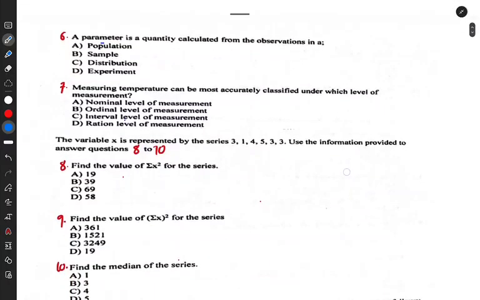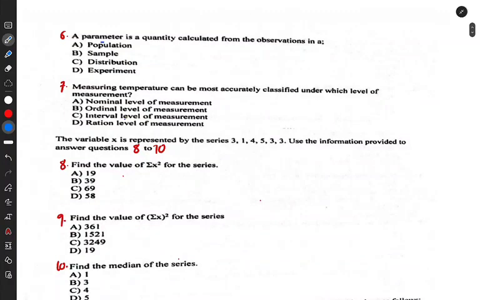Question number 6. A parameter is a quantity calculated from the observation in A. Population, B. Sample, C. Distribution, D. Experiment. So parameter, then we are making reference to a feature of the population. So the correct option is population. It's a distinct characteristic of the population. All right.